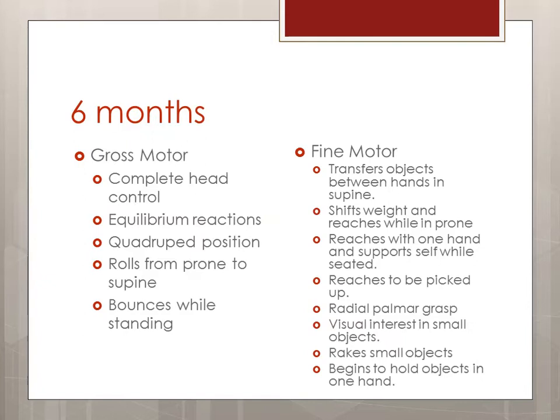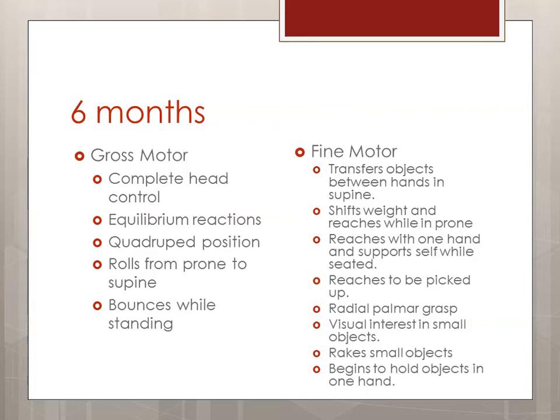Okay, at 6 months, for gross motor skills, we're going to have complete head control. They're going to have equilibrium reactions, so that righting reaction to keep their head in midline. They're going to be able to assume the quadruped position, so up on all fours. They'll be able to roll from prone to supine position. And then when you have them in supported standing, they'll be able to bounce up and down.